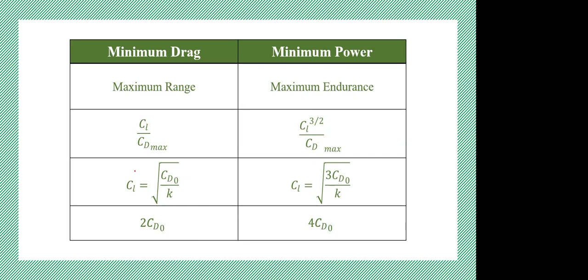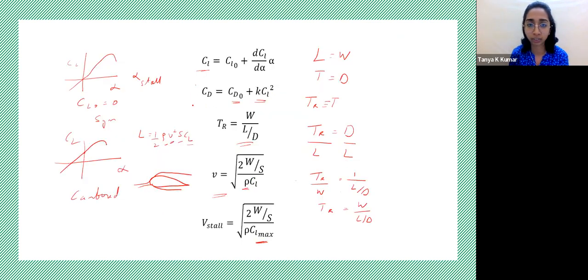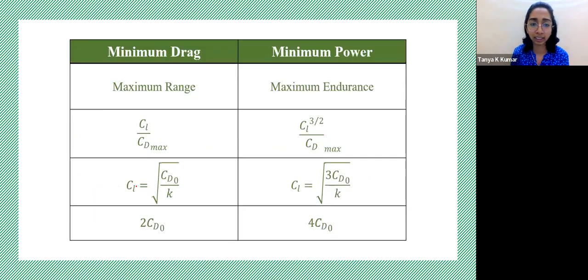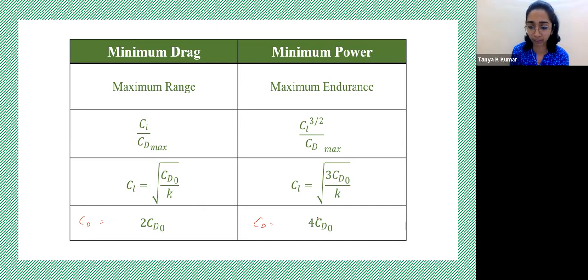Now, in previous courses, we have seen that for the minimum drag condition or the minimum thrust required condition, the coefficient of lift is related like this. CD naught and K come from the drag polar equation. If given a CL and you plug it into the drag polar equation, you get CD. CD for minimum drag condition is 2 CD naught. CD for minimum power condition is 4 CD naught. You will be using this extensively in the numericals.